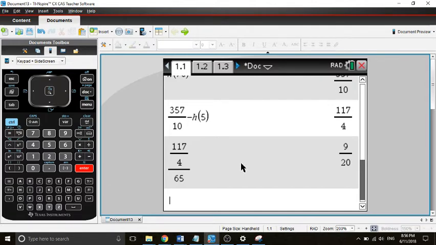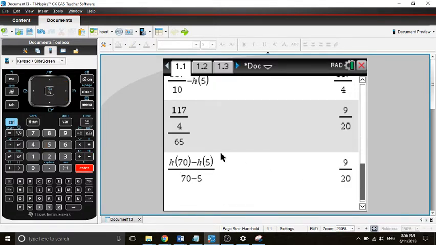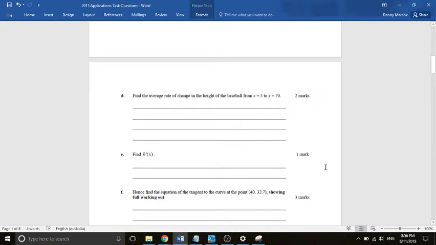We'll say h of 70 minus h of 5 divided by 70 minus 5. There we are. So y2 minus y1 over x2 minus x1. We end up with 9 over 20.